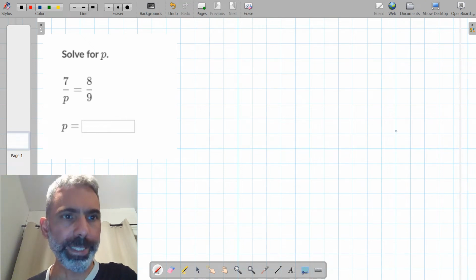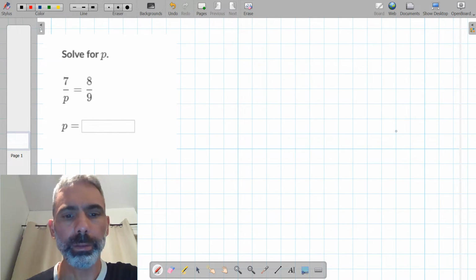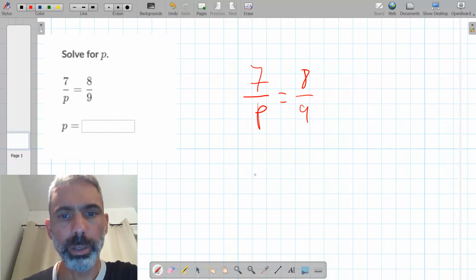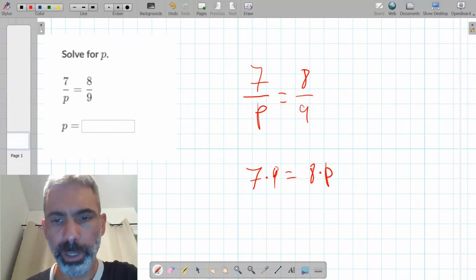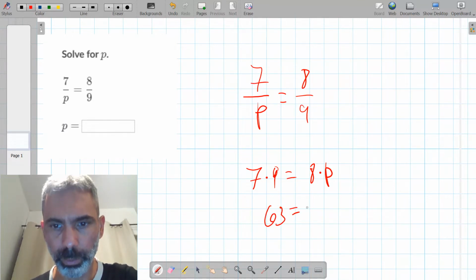Solve for p. 7 over p equals 8 over 9. Okay, so we can cross multiply. When we cross multiply, we get 7 times 9 equals 8 times p. 7 times 9 is 63 equals 8p.